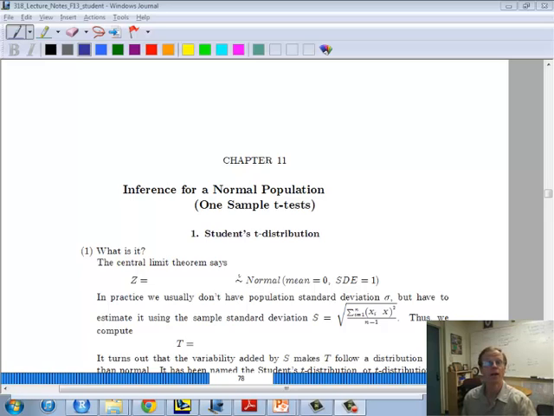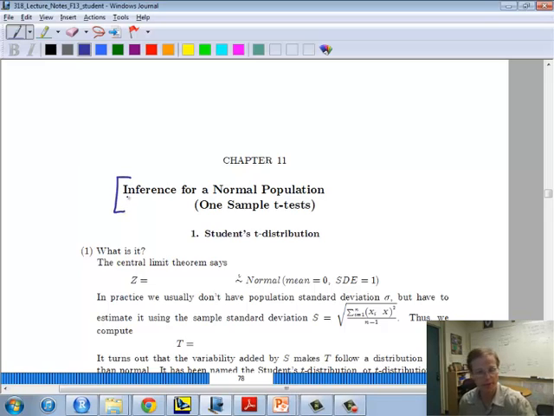Welcome back, class. Whitlock and Schluter Chapter 11, Inference for a Normal Population. This is going to be focusing in on confidence intervals and t-tests for a single normal. We'll focus in on the confidence interval first.